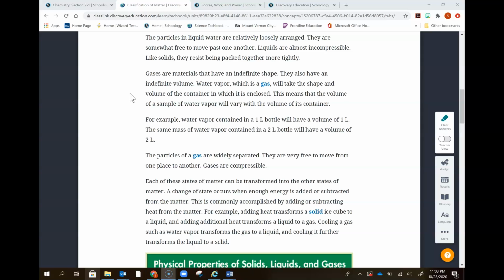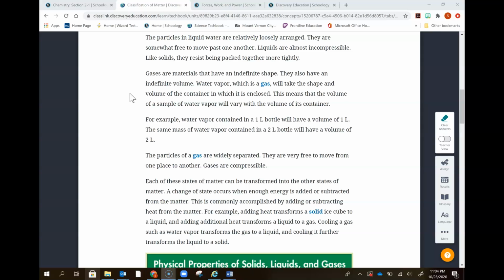Gases are materials that have an indefinite shape. They also have an indefinite volume. Water vapor, which is a gas, will take the shape and volume of the container in which it is enclosed. This means that the volume of a sample of water vapor will vary with the volume of its container. For example, water vapor contained in a 1 liter bottle will have a volume of 1 liter. The same mass of water vapor in a 2 liter bottle will have a volume of 2 liters.